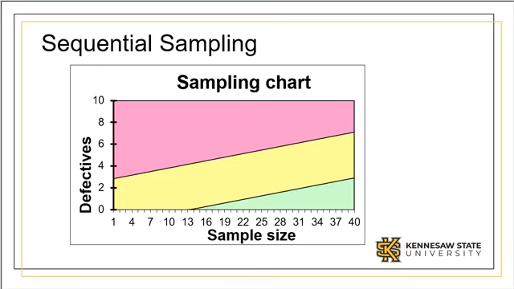For each class of product produced, inspect samples as long as the sample size and number of defectives lies in the yellow zone. If the number of samples checked compared to the number of defectives found falls in the green zone, accept the lot. If the number of samples checked compared to the number of defectives found falls in the red zone, reject the lot.